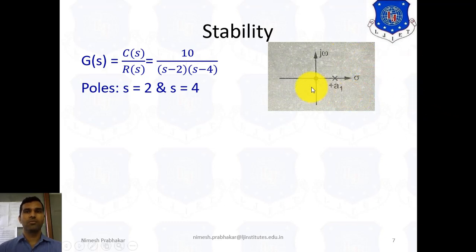For understanding, I take only one pole. So here the representation of these two poles is on the right hand side. So by definition we cannot say this system is stable, because by definition the poles must be in the left hand side. So this is not a stable system.